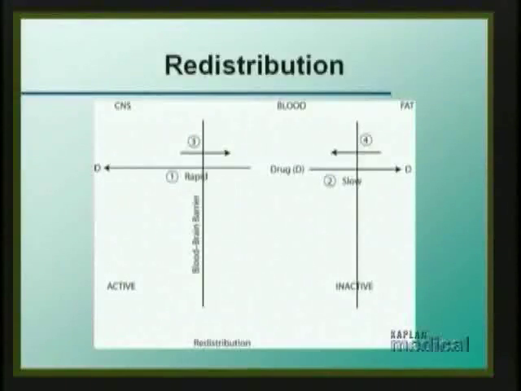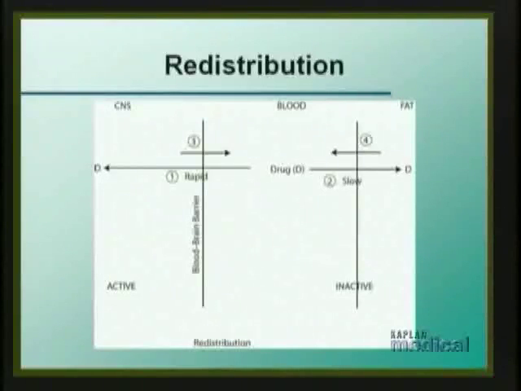A final point about distribution is what we refer to as redistribution. Now, what are we talking about here? We're talking generally about highly lipid soluble drugs such as central nervous system type of drugs. When we look at CNS drugs, they're required to be lipid soluble to cross the blood-brain barrier. And as we give them, we would expect them to very rapidly get into the CNS.